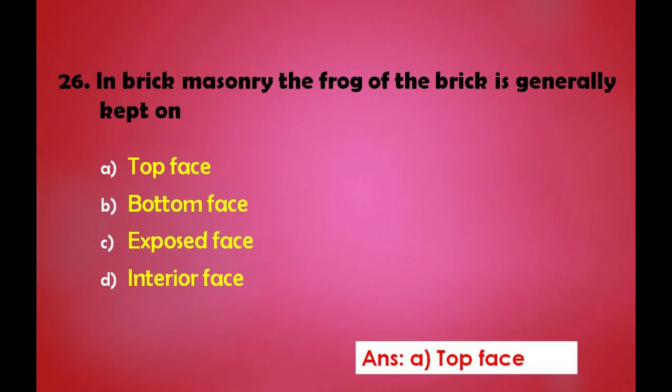In a brick masonry, the frog of the brick is generally kept on A. Top face, B. Bottom face, C. Exposed face, D. Interior face. The answer is, in a brick masonry, the frog of the brick is generally kept on the top face.